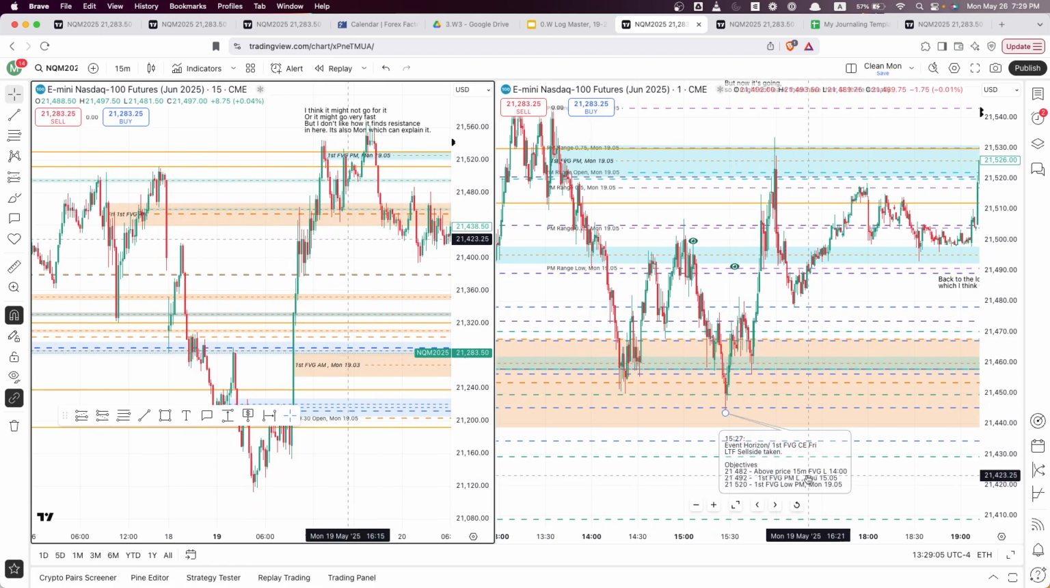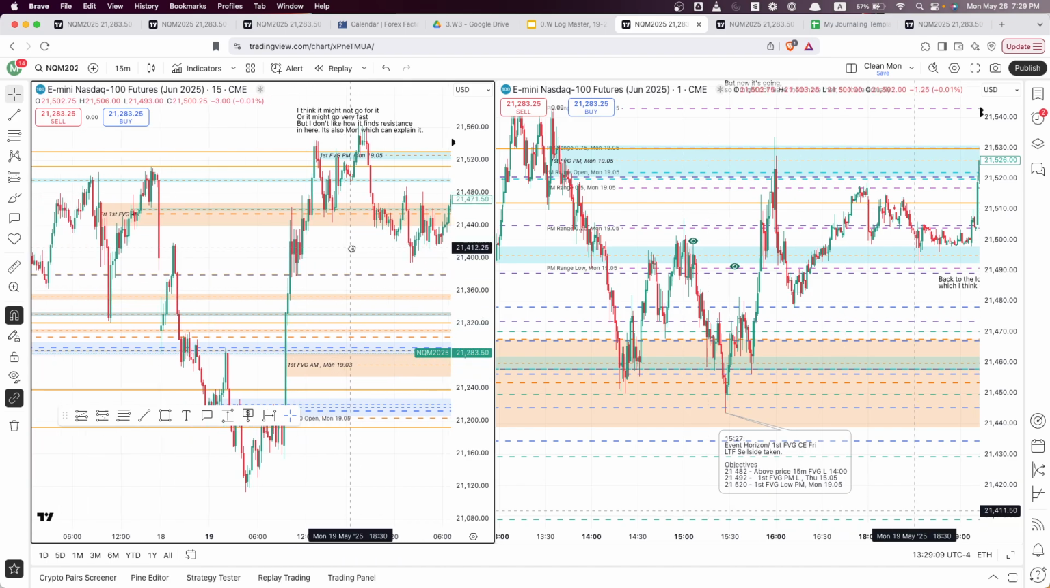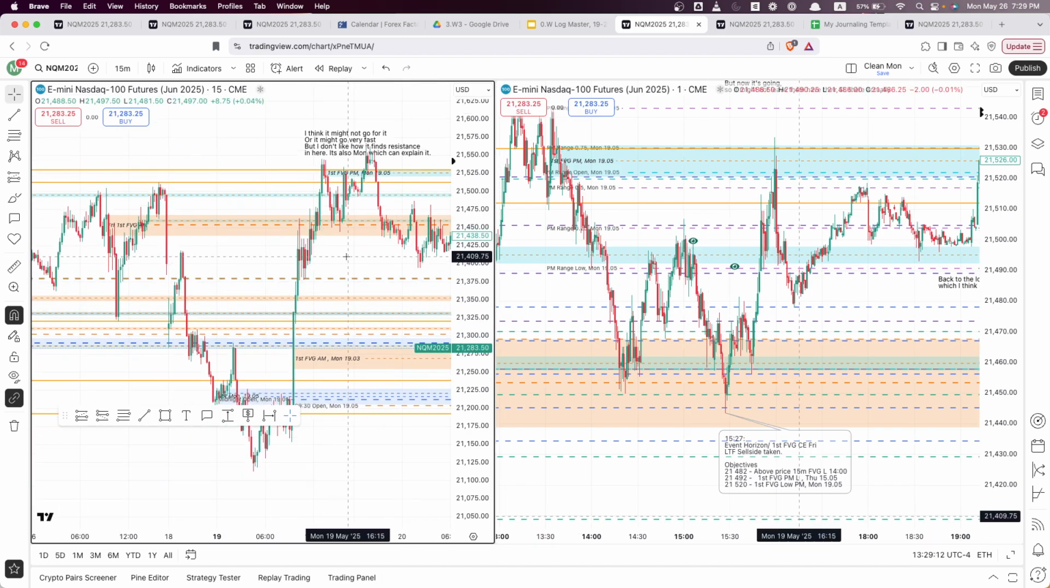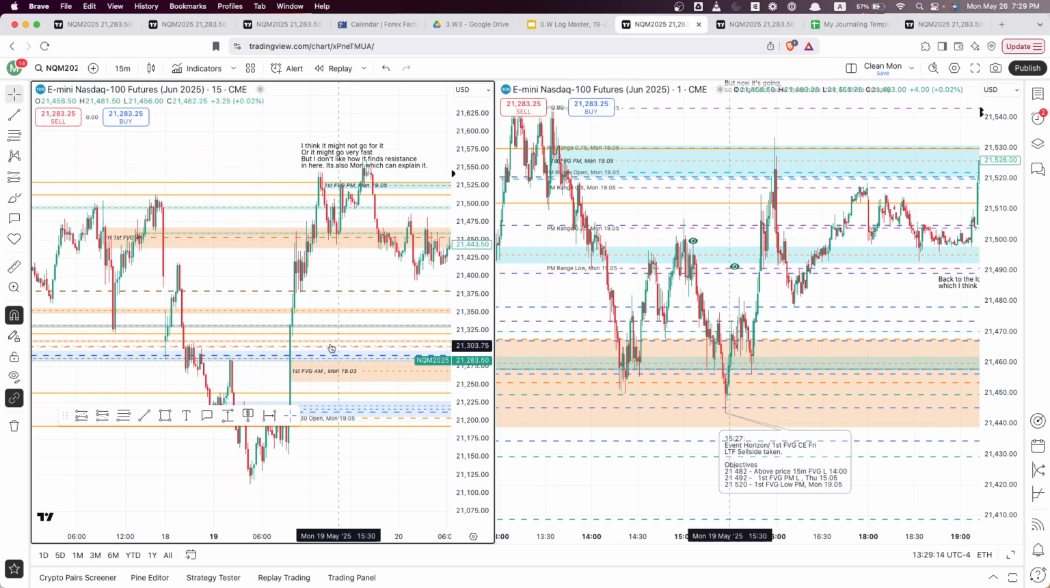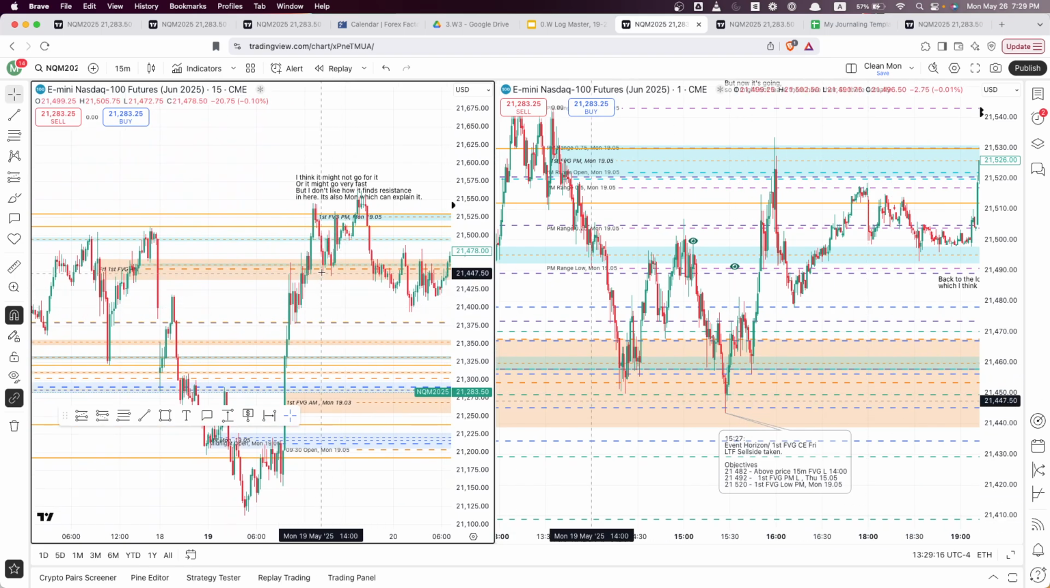As I mentioned here, there's a 15-minute fair value gap from 2 p.m. So let's see that. So we are at 15:13 here. And it will be this 15-minute fair value gap. And there is another 15-minute fair value gap over here from 13:45. You can see how it's moving here. And this one coincides with the swing high.